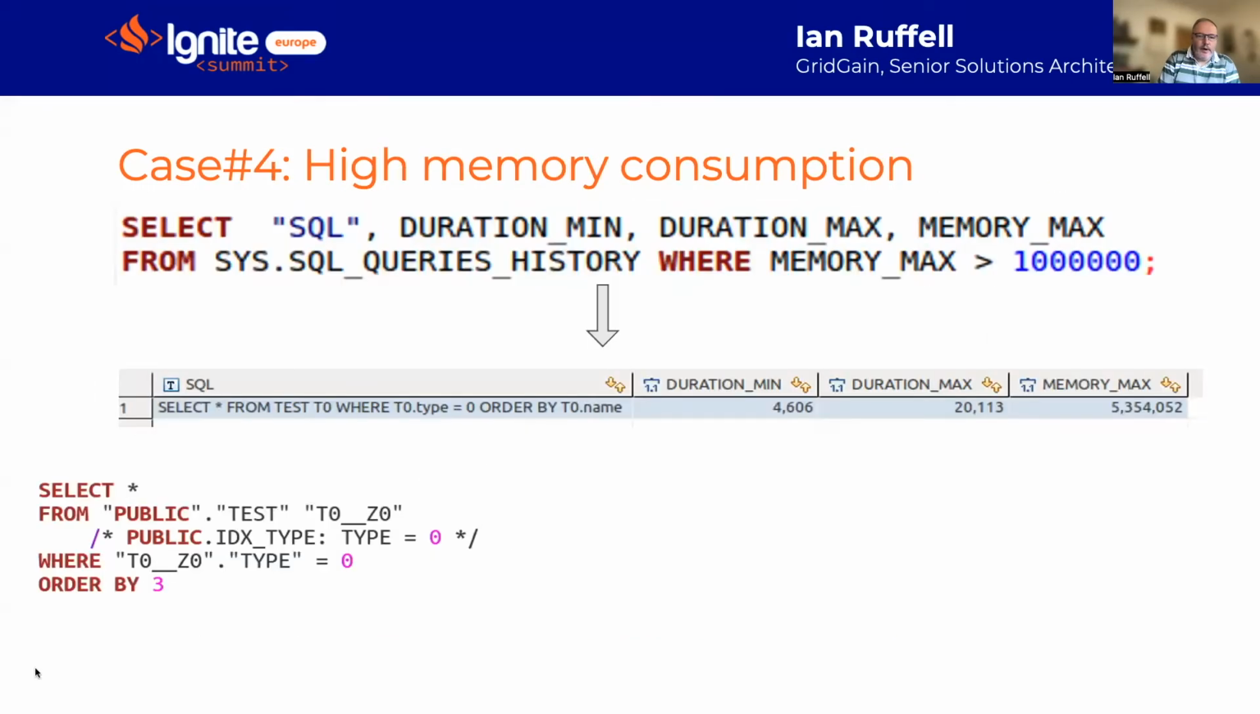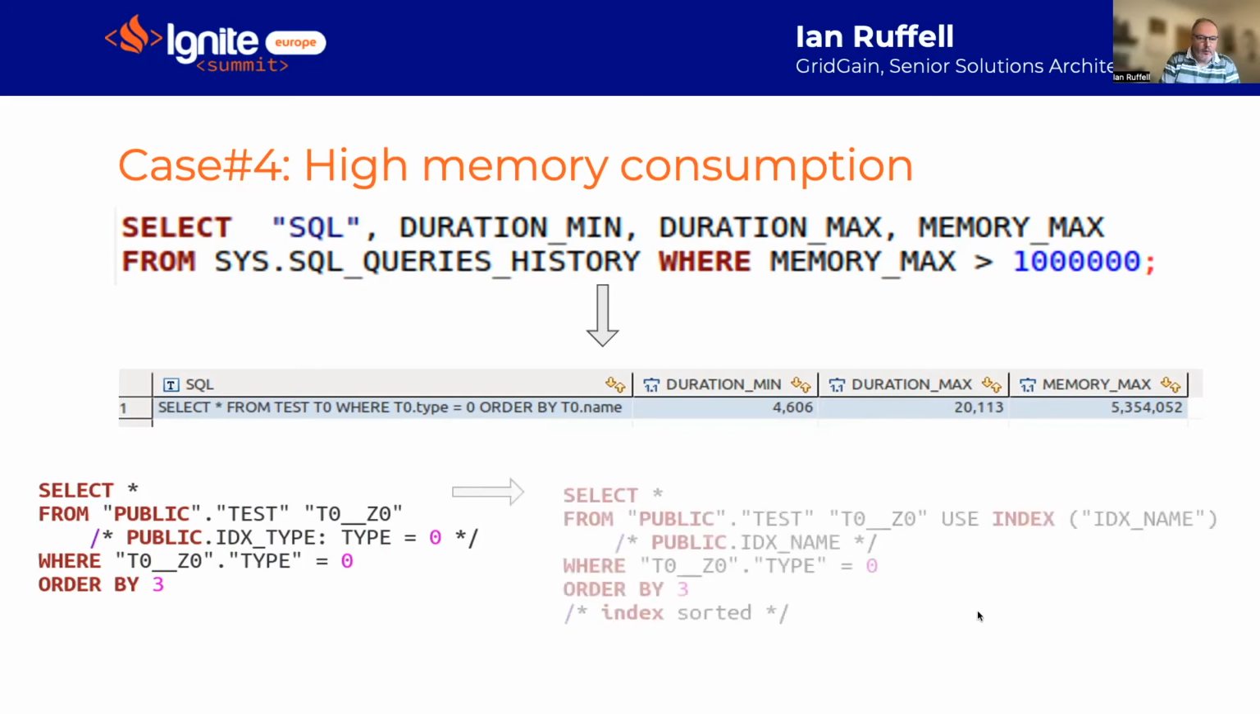In this example, we're going to look for queries that are using a lot of memory. We saw previously that we've got the sys views. In this case, we're going to use the sys.SQL queries history and look for queries that are using a lot of memory. You can see here we've picked out a query, and it's not actually using an index.